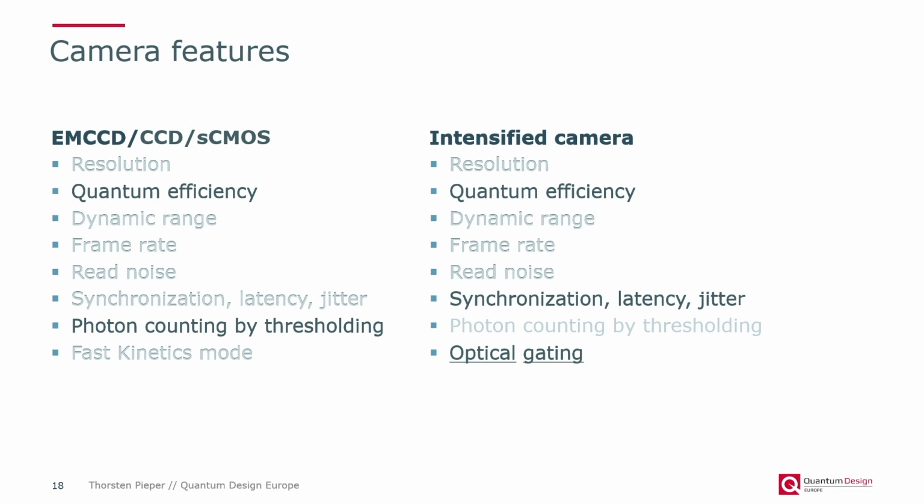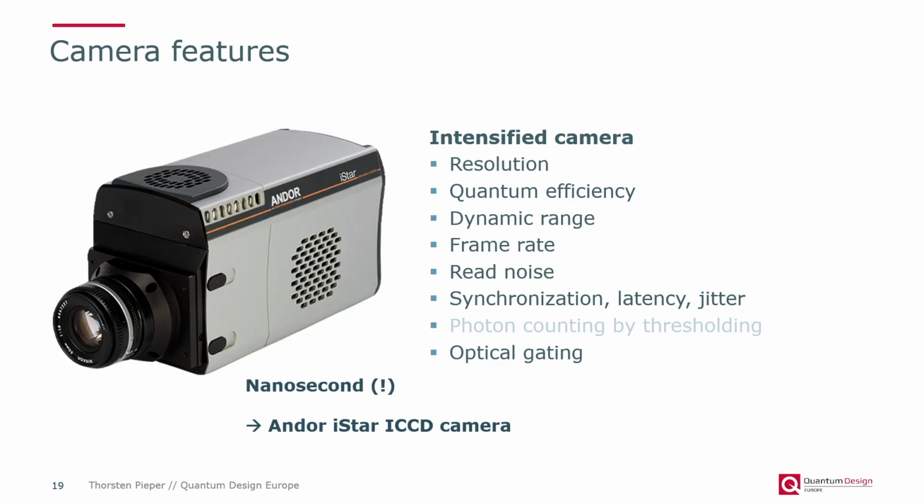This feature is called optical gating, and it is only available in intensified cameras, a combination of a traditional camera with an intensifier. These cameras are fully integrated and produced by Andor Technology, and they are called Andor iStar cameras. They give us nanosecond time resolution and the possibility for synchronization with low latency and low jitter. This is required to capture the photon that was heralded in the second arm.